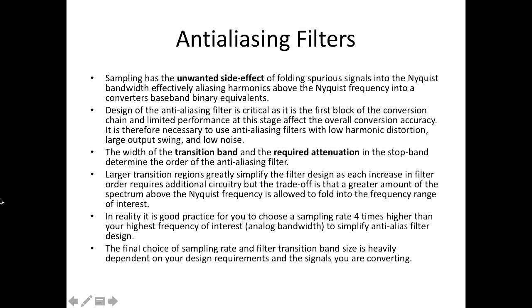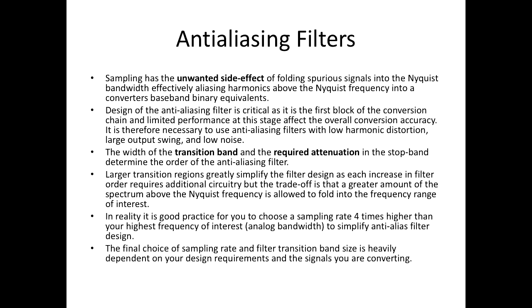In reality, it is good practice to choose a sampling rate 4 times higher than your frequency of interest. So if you are designing your DSO, what is the sampling rate? 100 megahertz is ideal. If you are making a very good DSO, you have to use an ADC with 100 megahertz, then that will be a very good design. You don't have much error. You know what I meant?